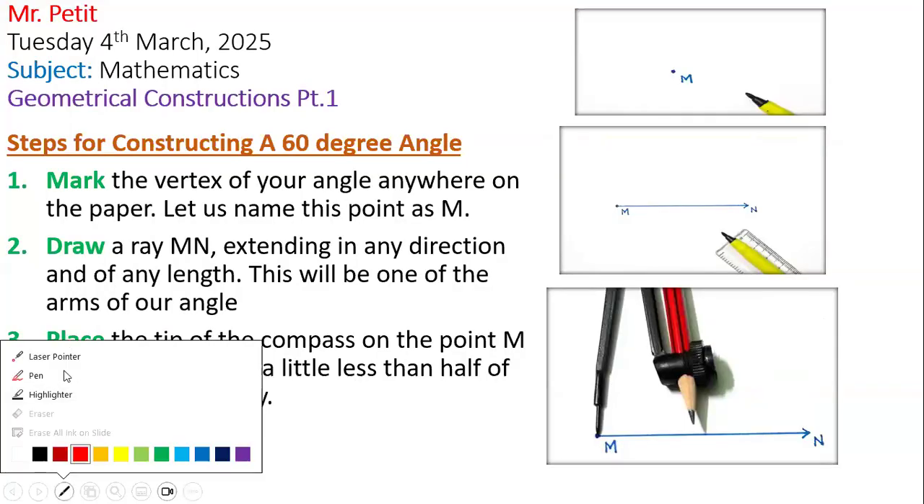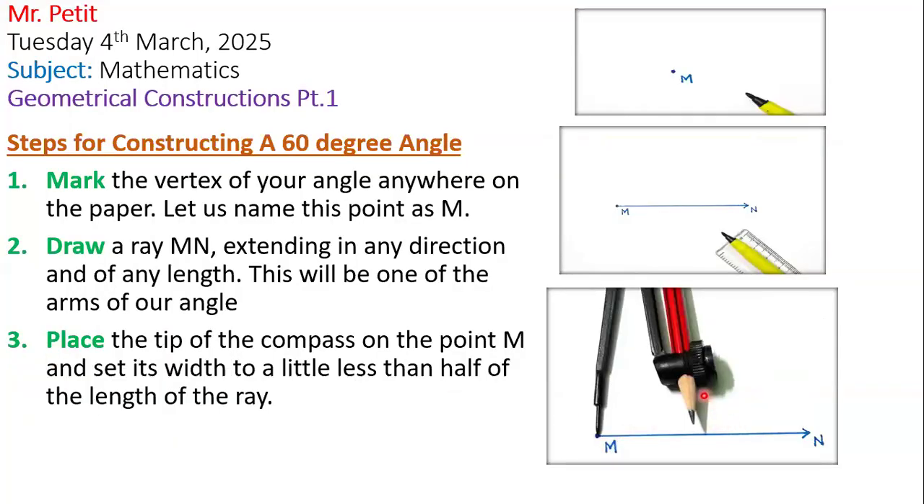That's what I do. I'm going to place the tip of the compass on M, and I'm going to set the width of my compass to a little less than half the length of the ray. So it's not going to be all the way, it's going to be a little less than half the length of the ray. So let's go here.